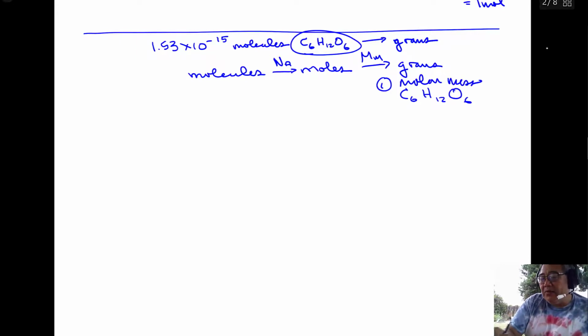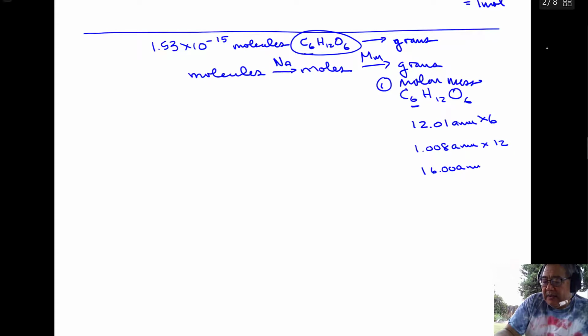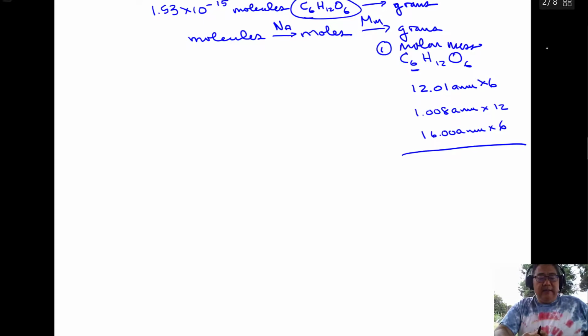So I'm just going to write these down. I have them memorized. So 12.01 grams, right? Atomic mass units, sorry, for carbon. So I'm going to multiply that by 6, because there's 6 of them here. And then the hydrogen is 1.008 AMU, and I'm going to multiply that by 12. And then the oxygen is 16.00 AMU, and I'm going to multiply that by 6, okay? And then I'm going to add all that up.